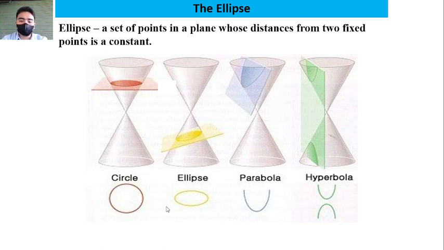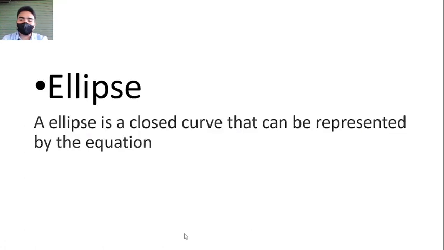By definition, what is an ellipse? An ellipse is a closed curve that can be represented by an equation. Of course, we cannot have an ellipse if we don't have an equation for it, just like a circle has an equation. Without an equation, you couldn't have the coordinates of the center and the radius. If we have the center and the radius for a circle, those are the parts of the circle. In an ellipse, there are also parts.